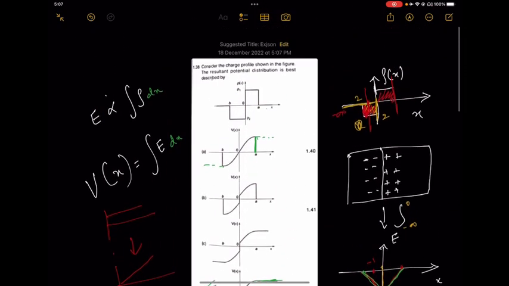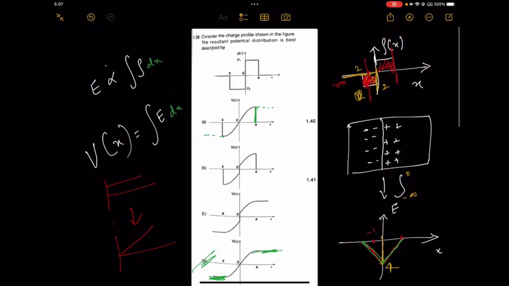So what are the ideas that we understood in this question? In this question, we started with the charge profile given. We ended up with potential.